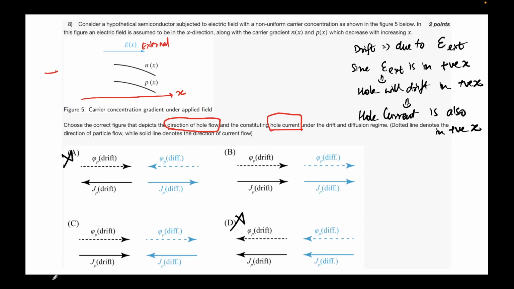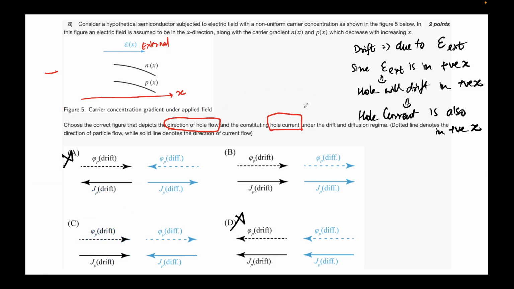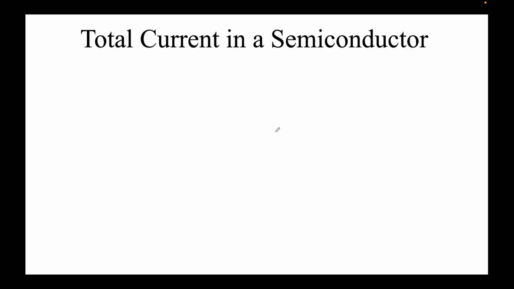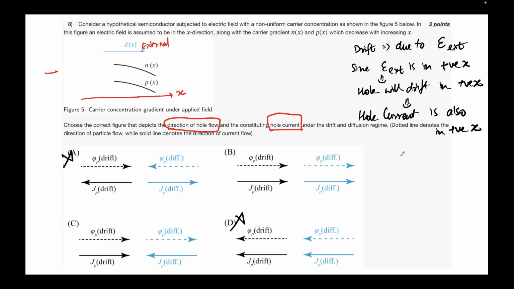Okay, now let's talk about the diffusion. I'll choose the blue color. So diffusion, what's happening? For that we have to write the expression for diffusion, and this is for a hole, remember. So I can write that Jp is minus q Dp, del p over del x. This is for diffusion, remember.